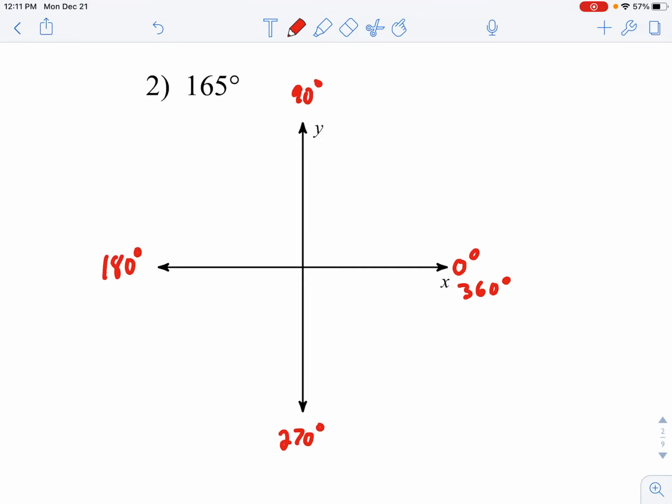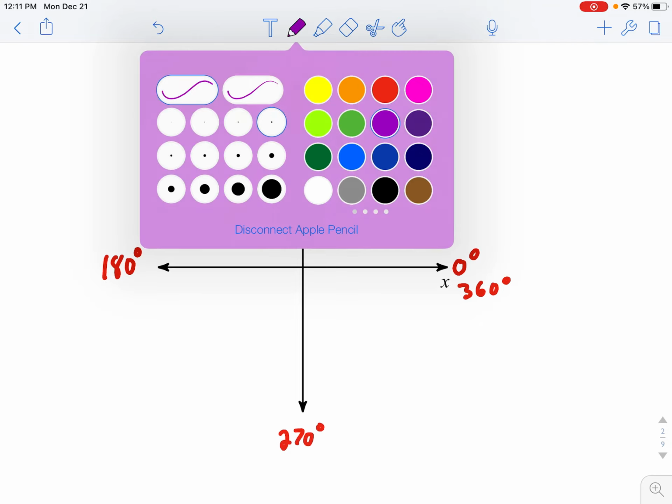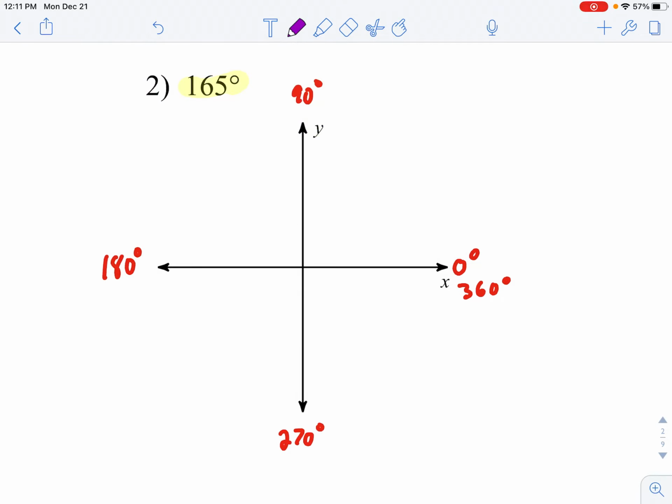So how would you draw 165 degrees? I'm going to switch to purple. I never use purple. All right, so vertex, initial side. 165 is going to be somewhere between 90 and 180. Exactly where? I don't know. I'm just going to guess and say, oh, it's right about there. And then I go like this, and I'm done.